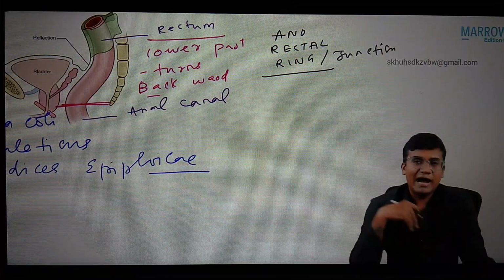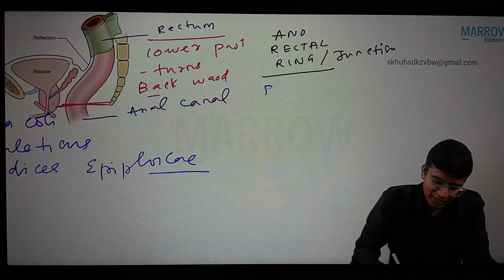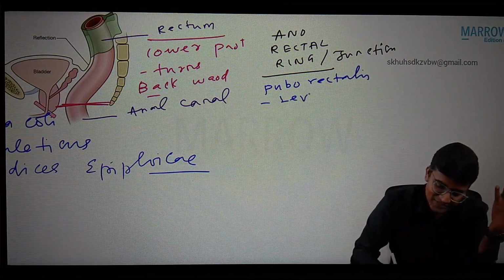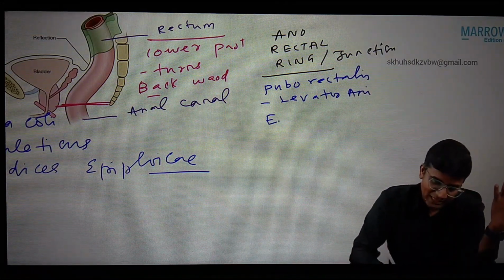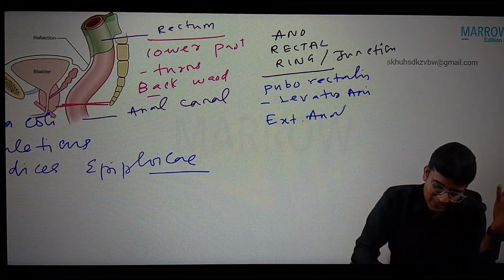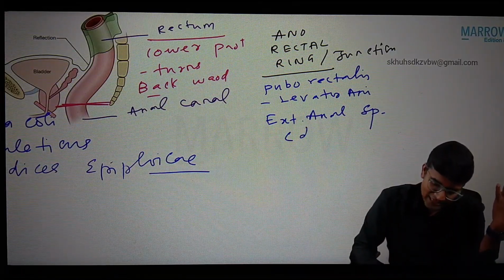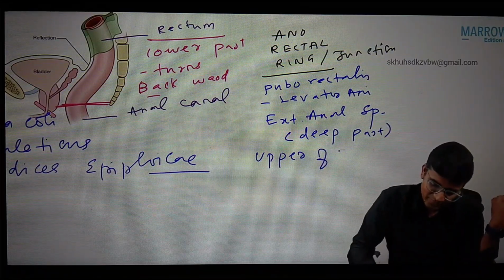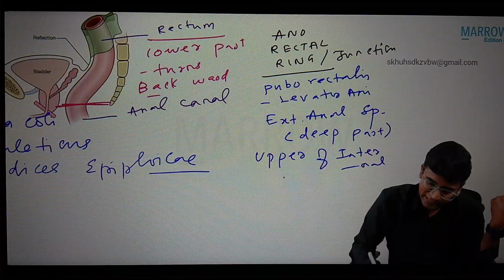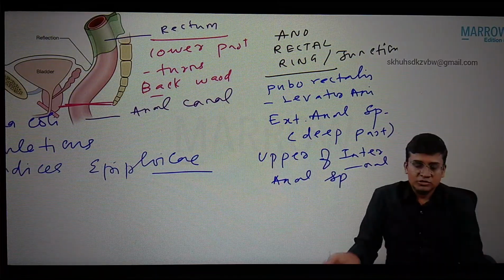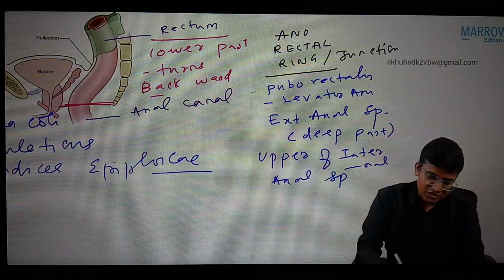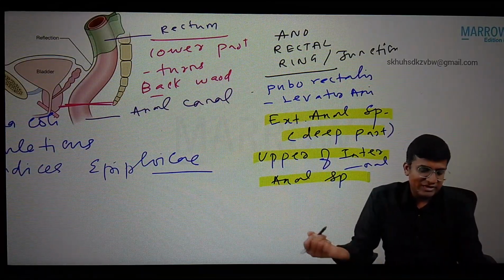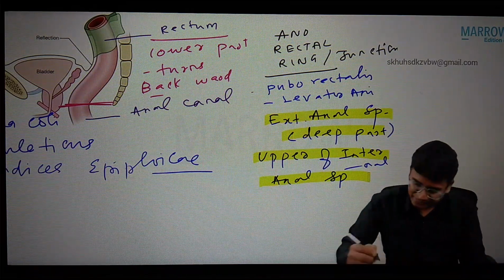Now the anorectal ring or anorectal junction is formed by three structures: the puborectalis, part of the levator ani muscle, then the external anal sphincter, deep part, and the upper part of the internal anal sphincter. So the anorectal ring is formed by these three muscles. We can't see these muscles in this diagram.